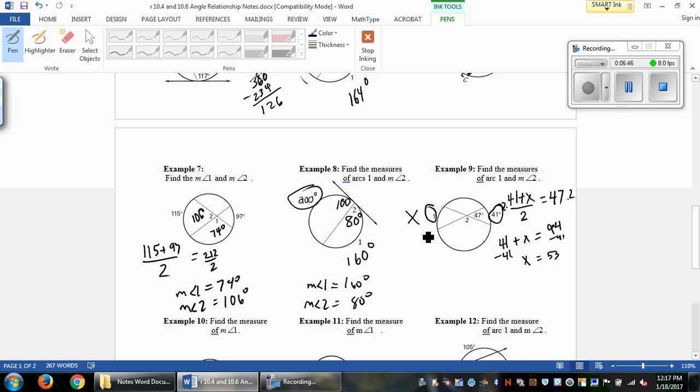So that makes angle 1 53 degrees. This is a straight line, so you have 180 degrees. If we minus the 47, we'll get the measure of angle 2, which would be 133. So the measure of angle 1, or arc 1, sorry, it's an arc, we'll just say 153 degrees. And then angle 2 is 133 degrees.